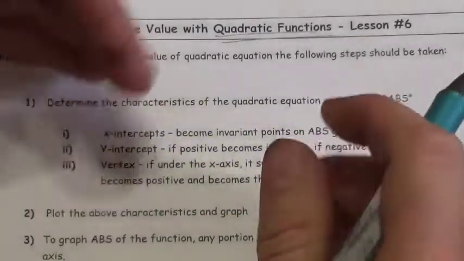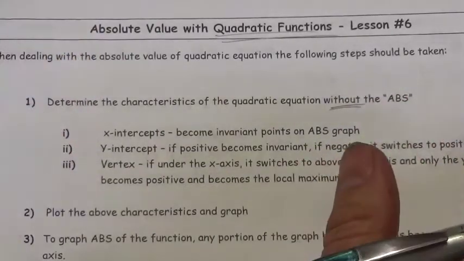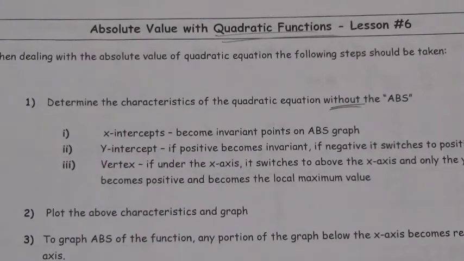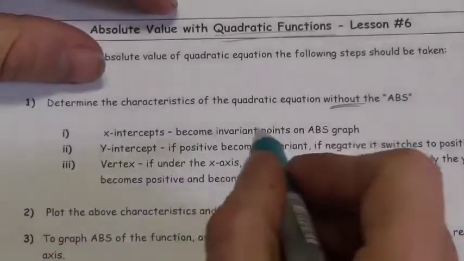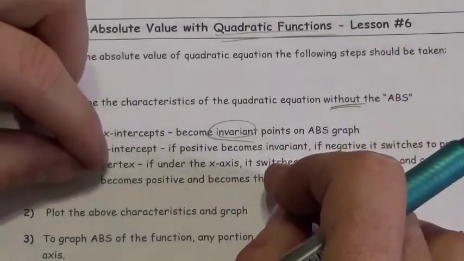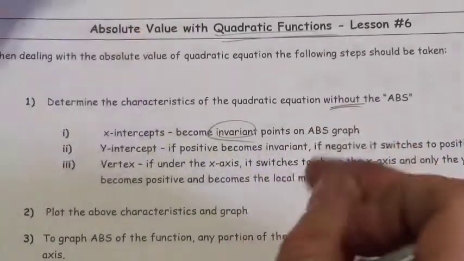In other words, if you've got the absolute value of a quadratic, the first thing we're going to do is take a look at it. Just ignore the absolute value for the time being. What does it look like without? Then we're going to identify the x-intercepts. Those are always going to be invariant. Those same points are going to be on the graph with the absolute value and without.